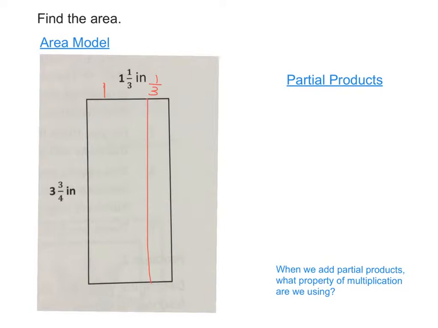What about for 3 3/4? So what would the whole number part be? 3. And what would the fraction part be? 3/4. Okay, now let's find the area of each little rectangle inside of the big rectangle. For the first one, which is this one, we can see that the dimensions are 3 by 1. So the area is 3 times 1, which is 3.